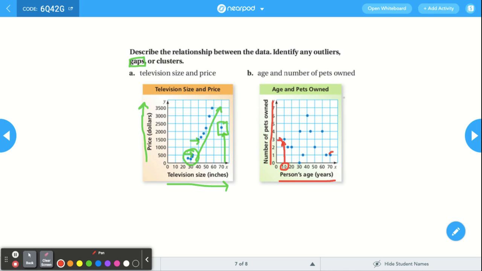There's no relationship here. So if there's no relationship, we're going to have no outliers because everything's basically an outlier. There's no gaps because I don't see any straight line to create a gap, and there's no clustering. All the dots are everywhere.